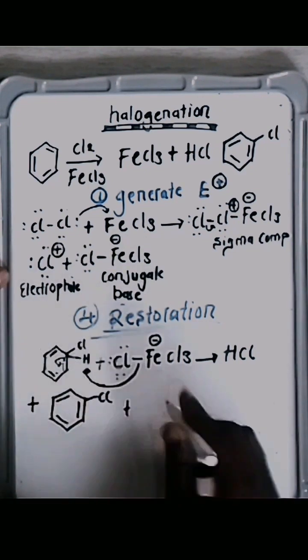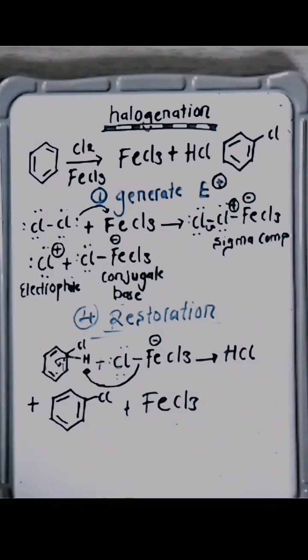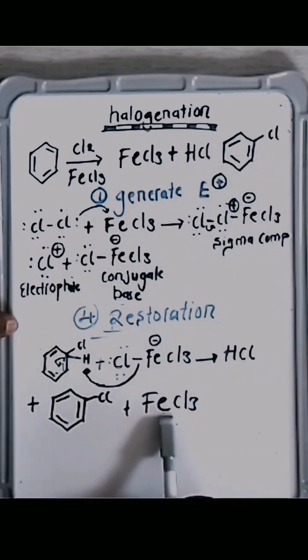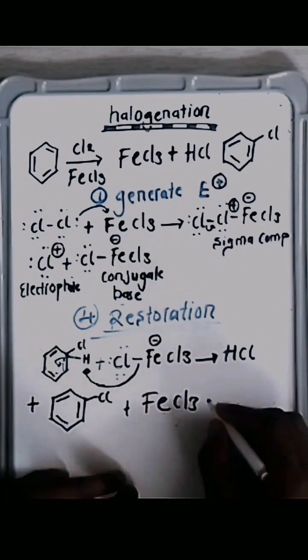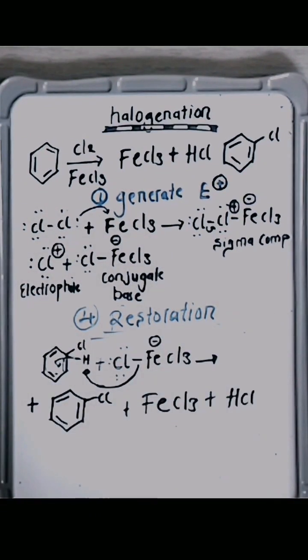And then because this has come out, you now have your catalyst. Isn't that where we came from? Yeah. So you'll be able to see what are your final products: chlorobenzene, your catalyst, hydrochloric acid. Yeah, so that's typically how halogenation is done. So the mechanism is the same with bromine. Yeah, so that will mark the end of the video.